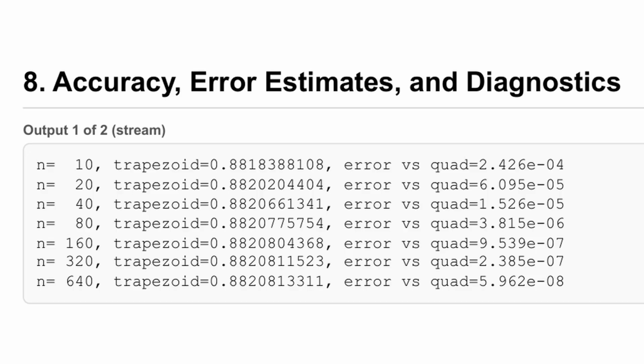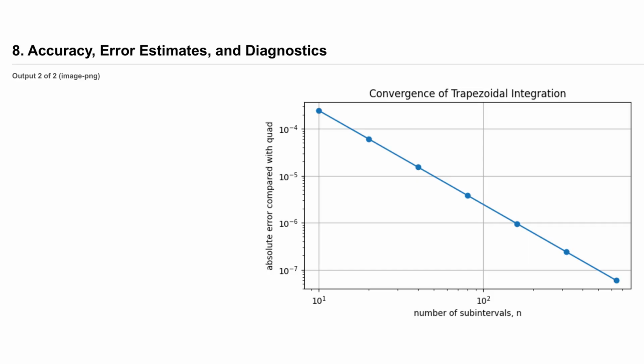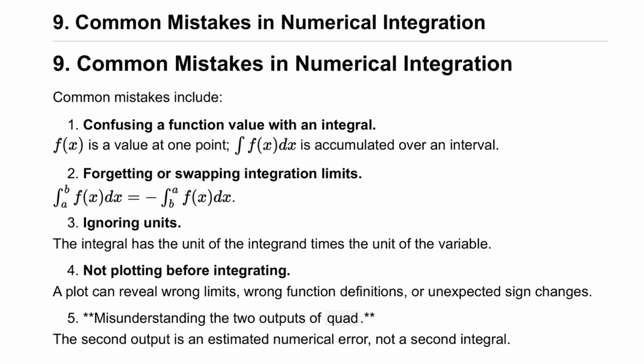Every time we double the number of intervals, the error decreases by roughly a factor of 4. This tells us the trapezoidal rule has second-order accuracy. This linear trend on the log-log plot confirms that predictable convergence. Unlike the stochastic method, which was noisy, the trapezoidal rule improves in a very structured, smooth way as we increase the number of intervals. Be wary of these common mistakes.